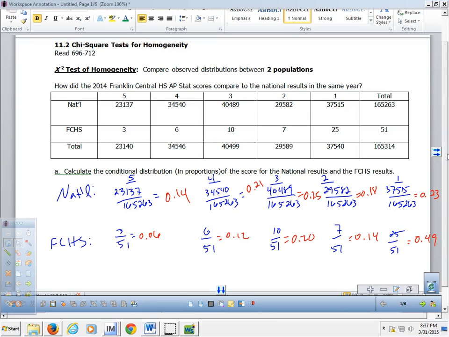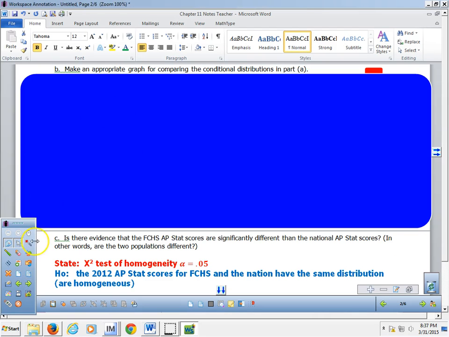Okay? Not looking good for the Franklin Central distribution here in terms of whether they are roughly the same as the national. I wonder if we can't do better this year, but we'll discuss that more in detail later. Okay? So there's the conditional distribution. It's great to see the numbers there, but it's a little bit easier to compare if you put these numbers into a bar graph. And so that is the next question on your notes.